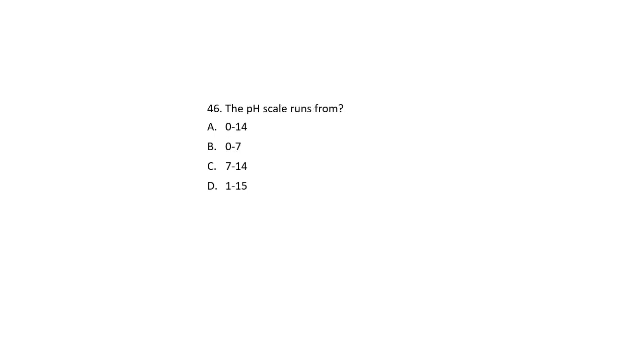A grab sample represents the quality of water at the time the sample was taken, approximately 2 liters of water, a time proportional sample, or a flow proportional sample? The answer is going to be the quality of water at the time the sample was taken. The pH scale runs from 0 to 14, 0 to 7, 7 to 14, or 1 to 15? The answer is 0 to 14.